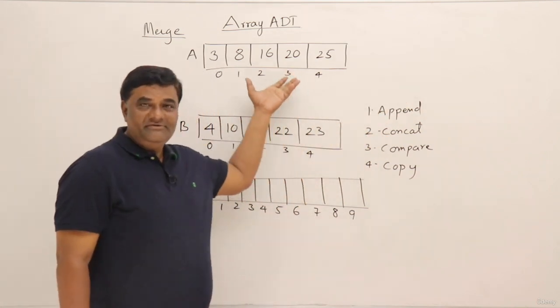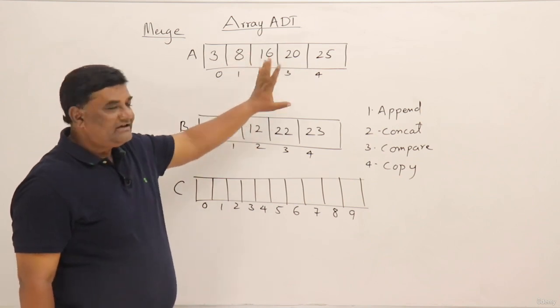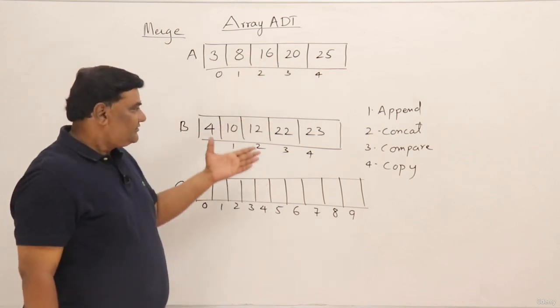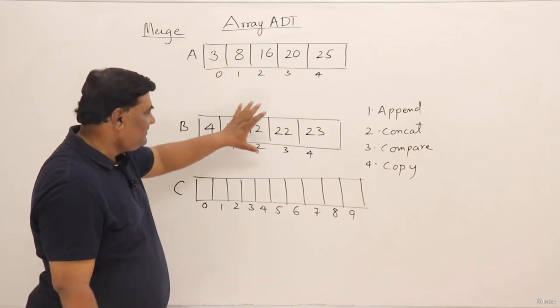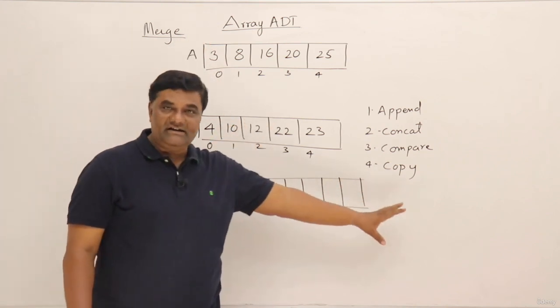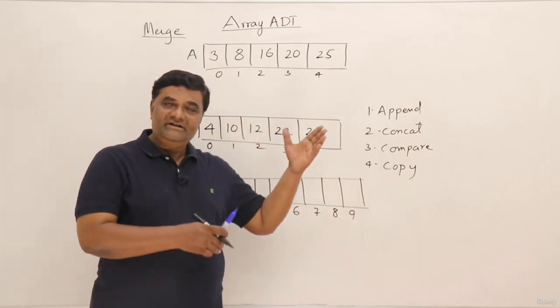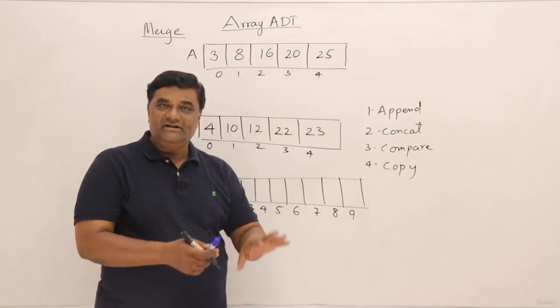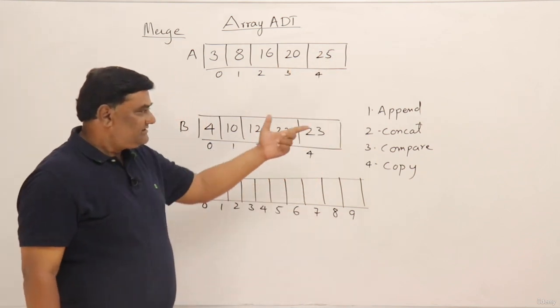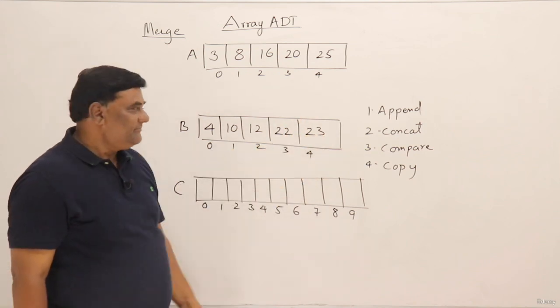Concat, that's the same thing. Combining these two arrays is concatenation. So it may be done in a third array, like all the elements of array A, then all the elements of array B followed by that. Appending means that the array is updated. Concat means that it may be in some other array. It's the same thing. Concat and append are the same.